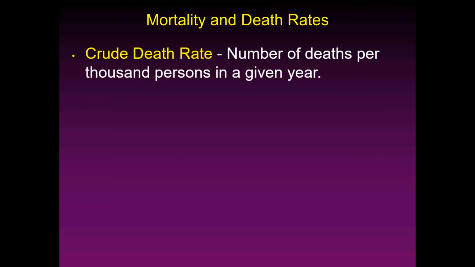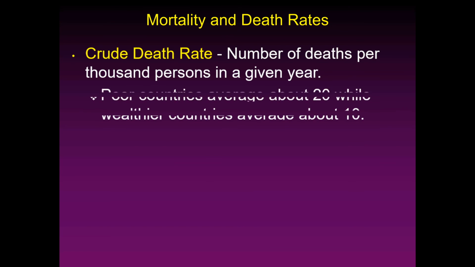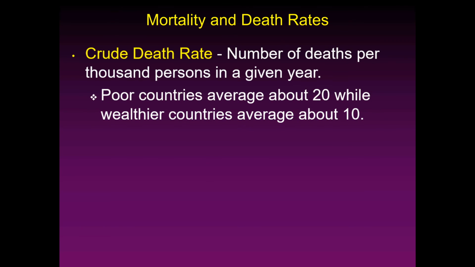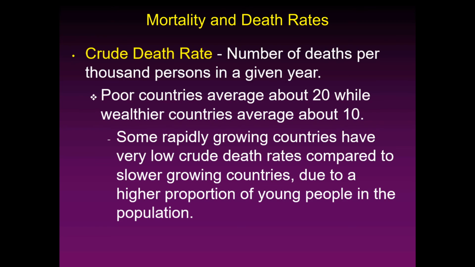So looking at mortality and death rates, your crude death rates, same as crude birth rates, but it's the number of deaths per 1,000 in a given year. In poorer countries, it tends to average around 20, while in wealthier countries it's about 10. Some rapidly growing countries have very low crude death rates compared to slower growing countries due to a higher proportion of young people in the population. Younger people tend to be a little bit healthier. They tend to just do a little bit better overall.